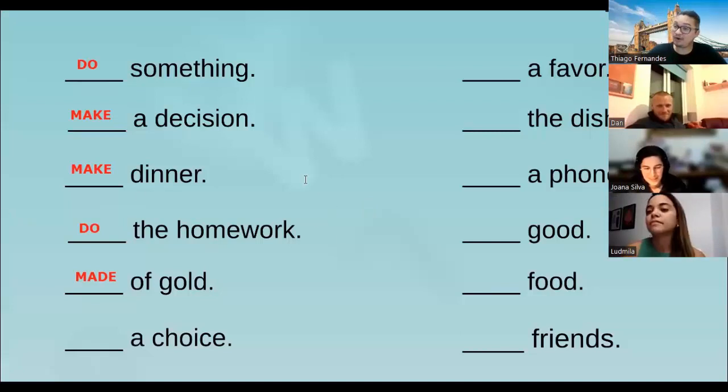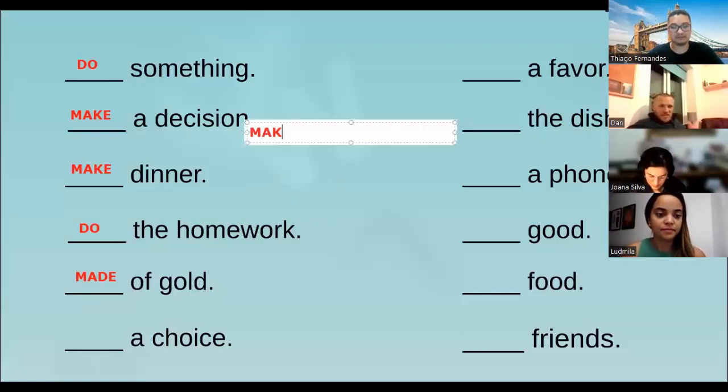Next one, a choice. Make a choice. Yeah, cool. Similar to decision. Exactly, similar to decision. Next one.